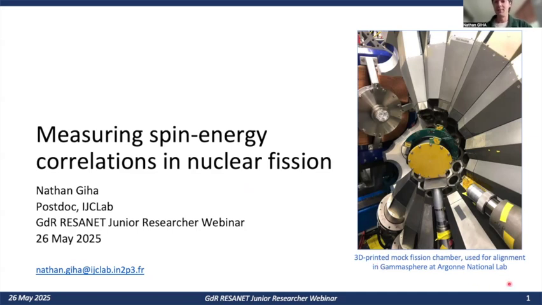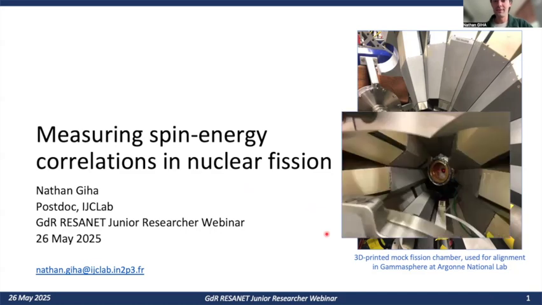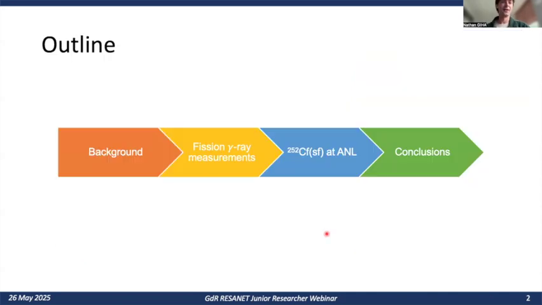And I have on the beginning slide a photo from before the experiment we conducted, where we have this 3D printed version of our fission chamber, just for aligning the mounting inside of Gammasphere at the lab. Here's another picture of the real one with a glass window for even more mounting reasons. I don't know, it kind of looked funny to me.